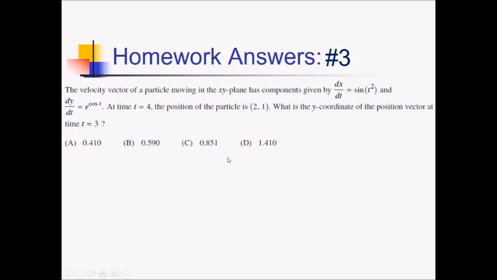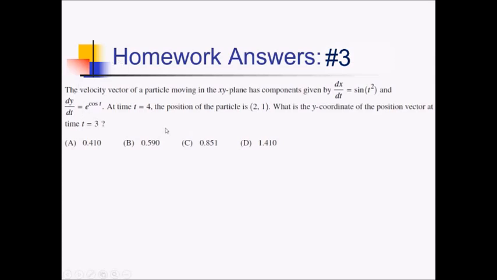For this problem, we have a velocity vector given by dx over dt and dy over dt. And they're telling us at time 4 our position is (2, 1) for this particle. We want the y-coordinate at time 3. So this is basically an FTC with only one of these components here. We want the y value, so we're going to be using dy over dt.